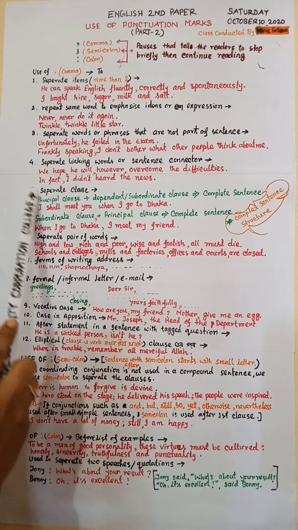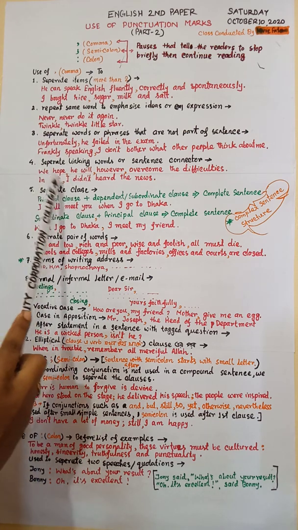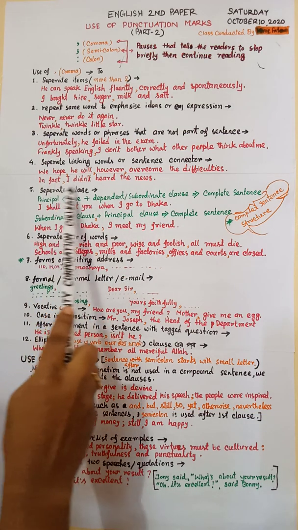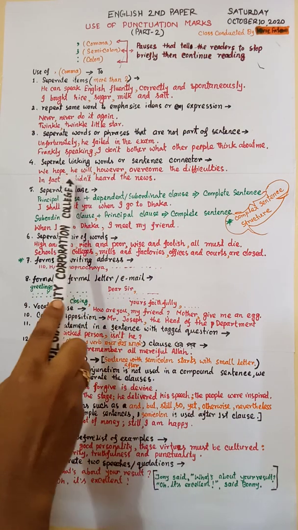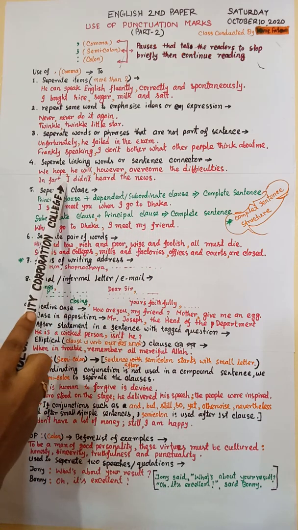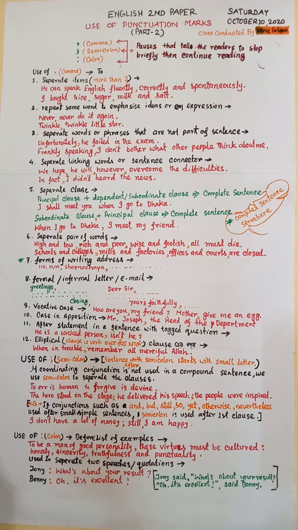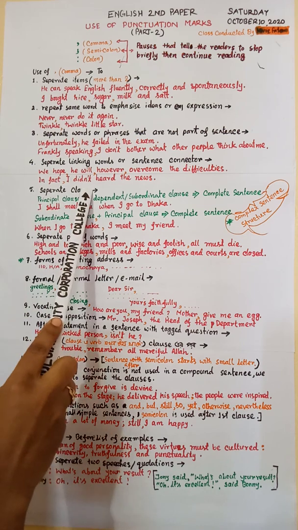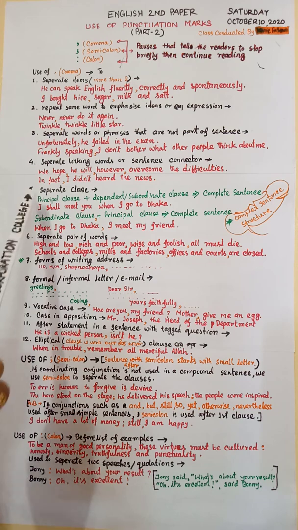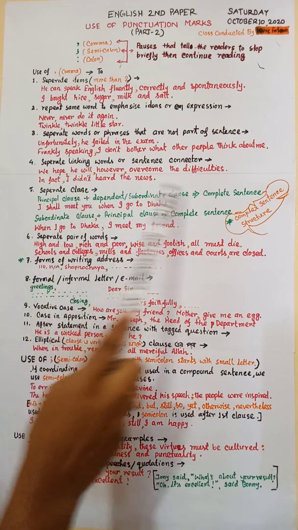We used the phrase at the beginning of the sentence, and to detach or separate the main clause or main sentence, what do we do? We just use comma after the linking word. Number 5. Separate clause. Look at the structure of the complex sentence.